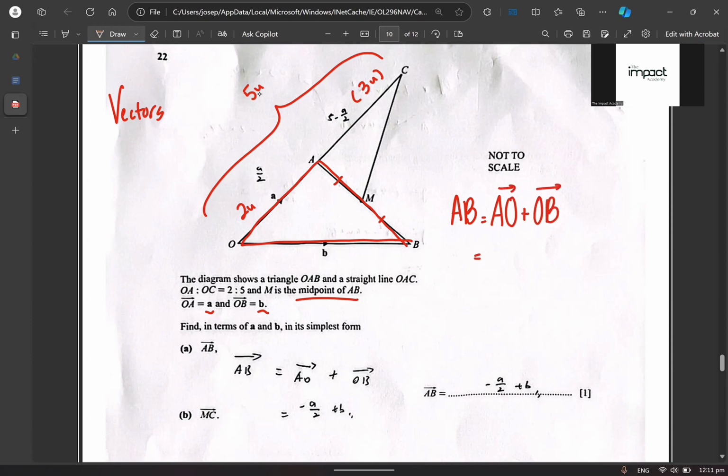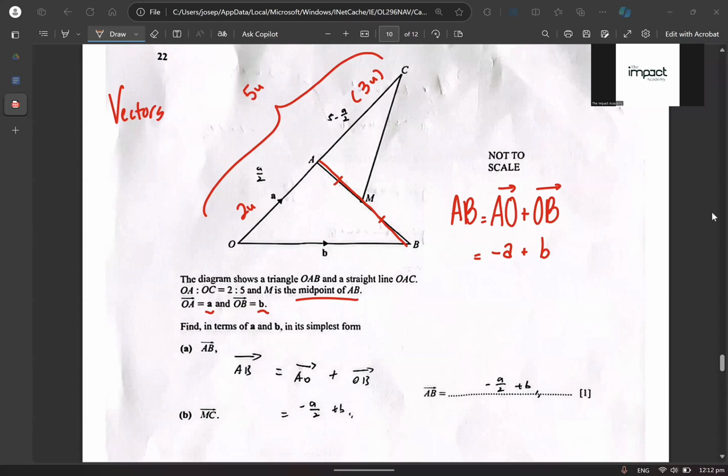What's your AO? No, AO is not A. AO is negative A. Why is that so? Because AO is going to the other direction. You understand? The moment you change the direction, you change the sign. Plus, what's my OB? Very good. So what's my AB? Therefore, your answer has to be negative A plus B. And that's it. So that's how you will solve AB.